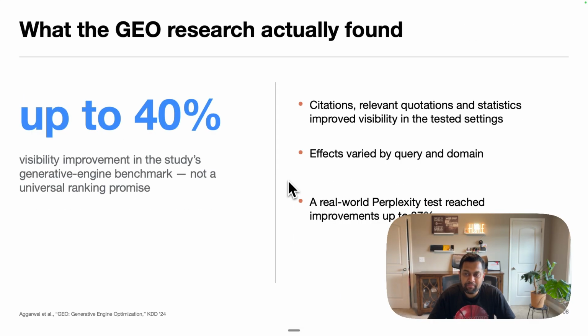It found that the academic paper that formalized the term GEO tested content interventions across a benchmark of thousands of queries. And it reported visibility improvements of up to 40% in generative engine responses and up to 37% in a real-world Perplexity experiment. So the important word is "up to." This was not a promise that every page gains 40%, right? So the practical takeaway is evidence, not gimmicks. Add a statistic when it's relevant and sourced. So that's how you need to think about it.